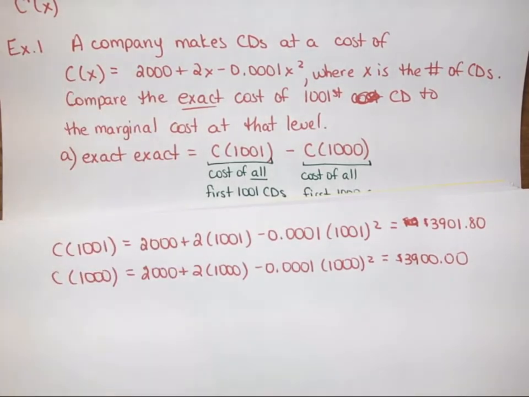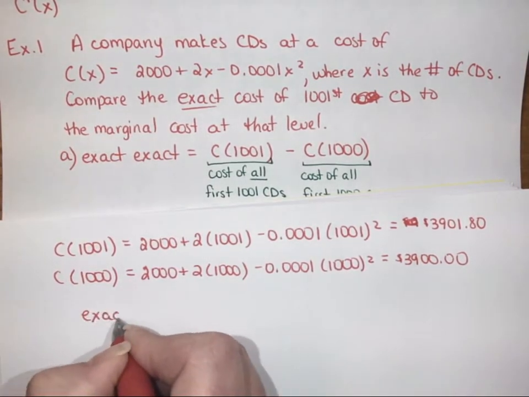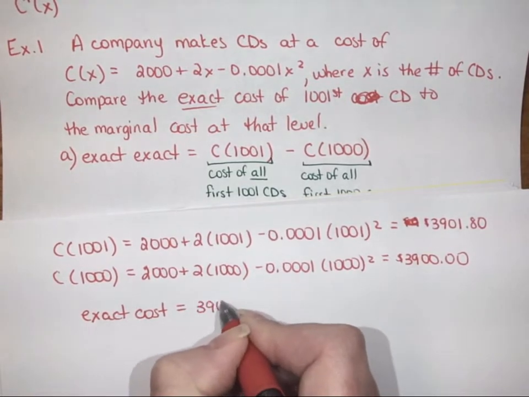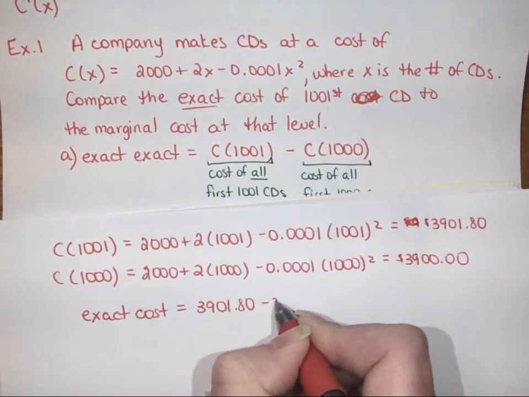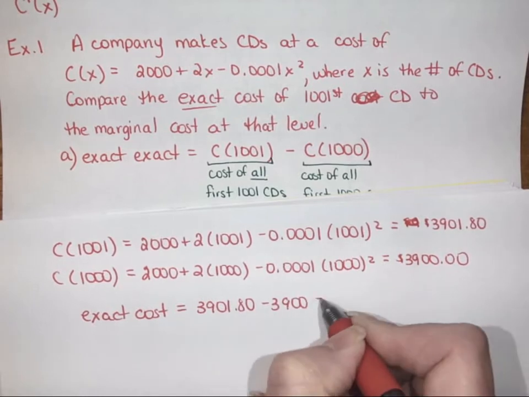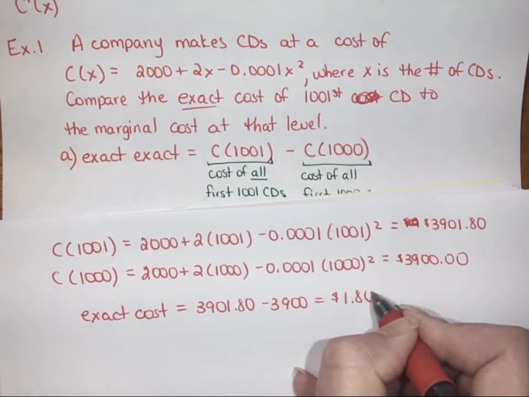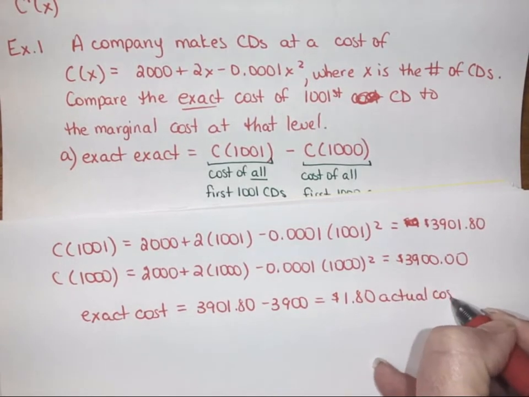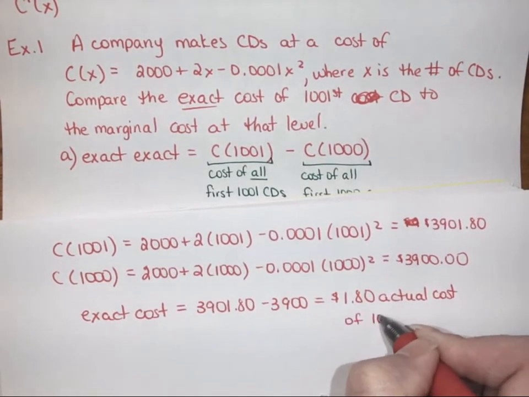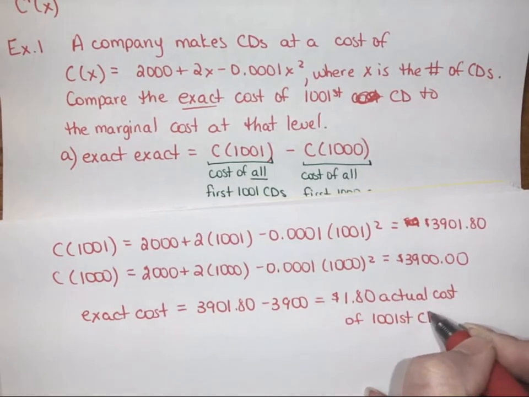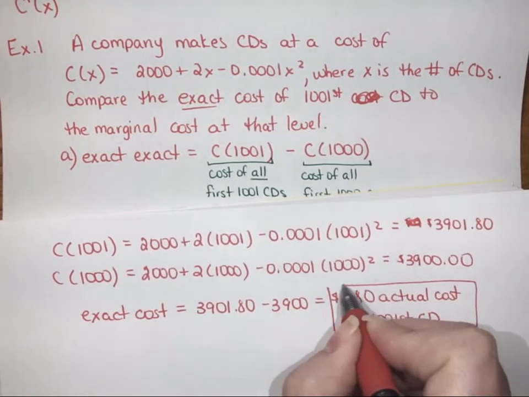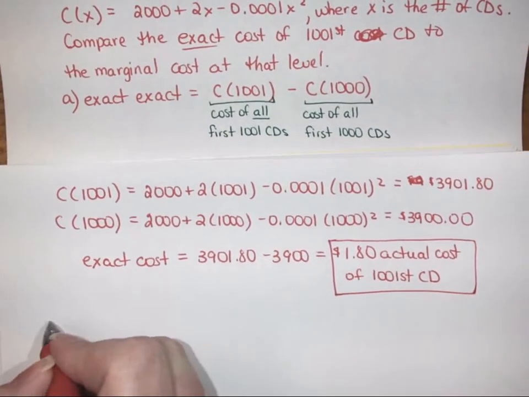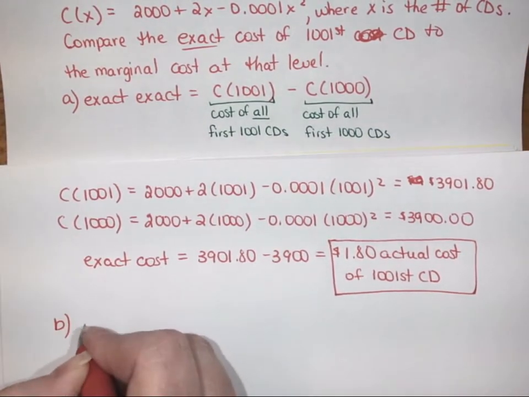Okay, so the exact cost would be the difference between the two. So the exact cost of the item in question would be 3,901.80 minus 3,900 for a difference of $1.80. Okay, this is the actual cost of that item. Okay, so let's compare that to the marginal cost at that level.